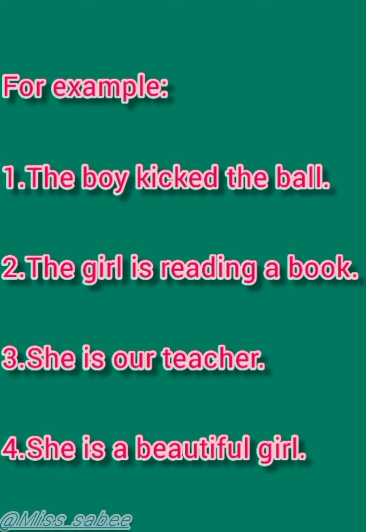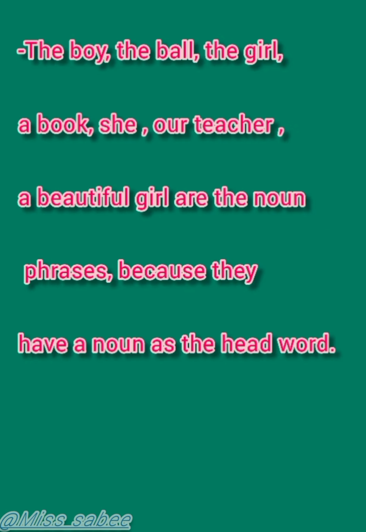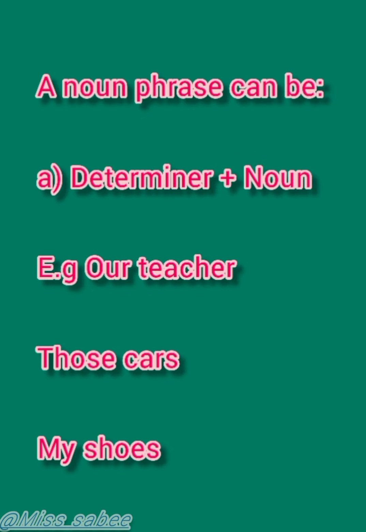For example, the boy kicked the ball. The girl is reading a book. She is our teacher. She is a beautiful girl. In these examples, we have noun phrases, which are the boy, the ball, the girl, a book, she, our teacher, she, a beautiful girl. They are all noun phrases simply because they have a noun as the head word. Remember, we said that the head word for a noun phrase is a noun.